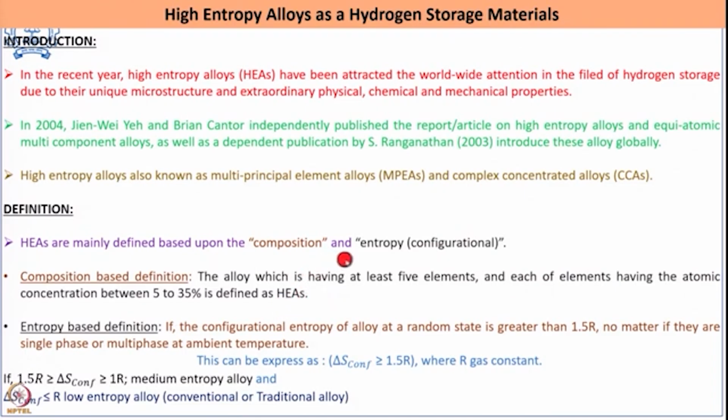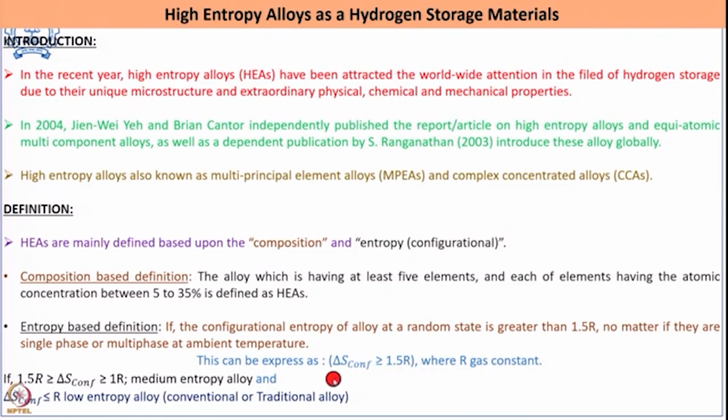If we look at the other definition, which is based on entropy, then it states that if the configurational entropy of the alloy in a random state is higher than 1.5 R, independent of whether it is single phase or multi-phase at ambient temperature, in that case the alloy formed is known as a high entropy alloy. It can be expressed as the configurational entropy of mixing being greater than or equal to 1.5 R, where R is the gas constant.